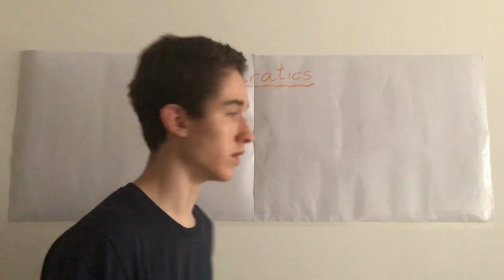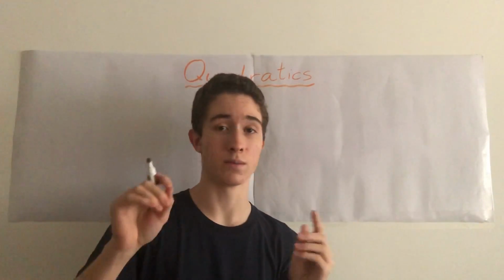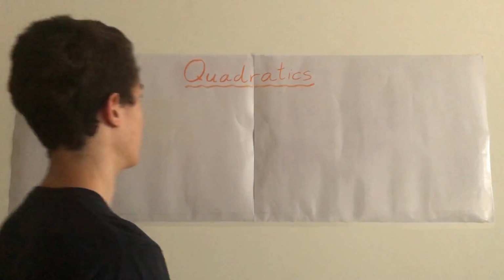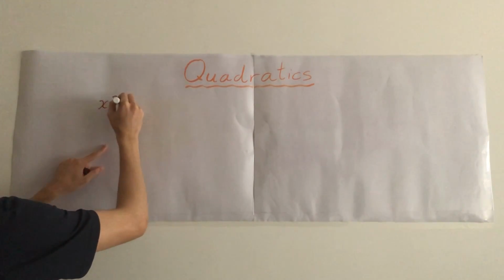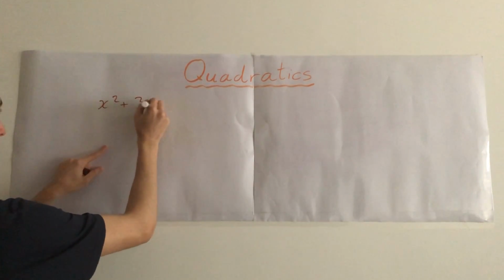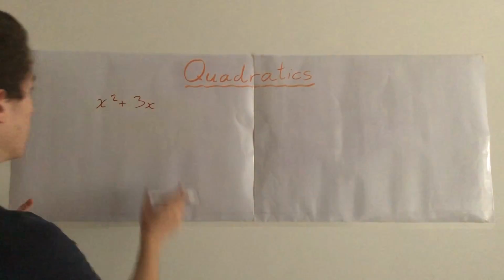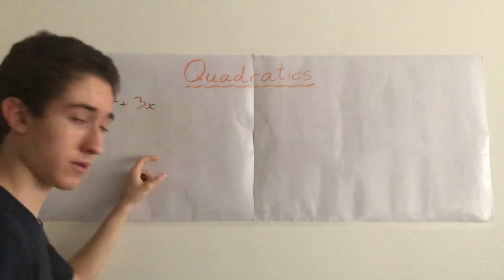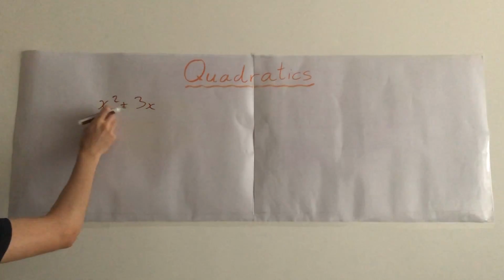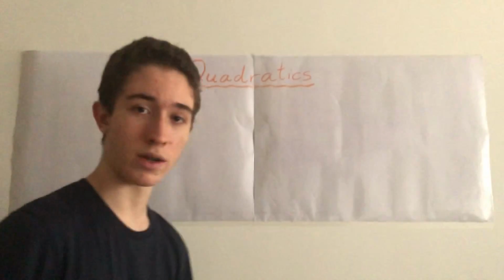Let's begin with expression. A quadratic expression is a mathematical sentence that has some variable to the power of 2. So an example could be x squared plus 3x. See, this is a quadratic expression because there are two terms being added, and you have some variable to the power of 2. This is the important part that makes this a quadratic, okay?